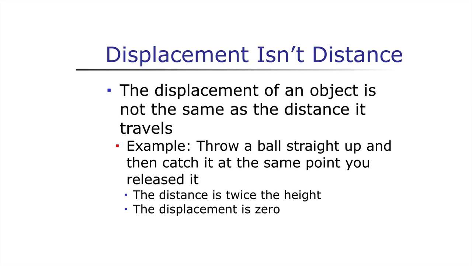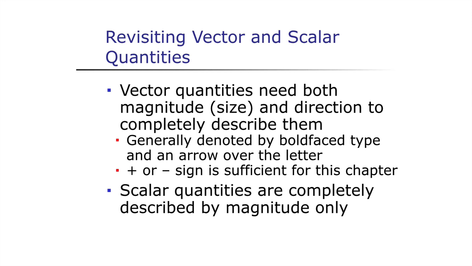For instance, if the motion is along the x direction, that means where it starts and where it ends up. As an example, if I throw a ball straight up and then catch it at the same level, then its displacement is going to be 0, whereas its distance is going to be twice the height it climbed.